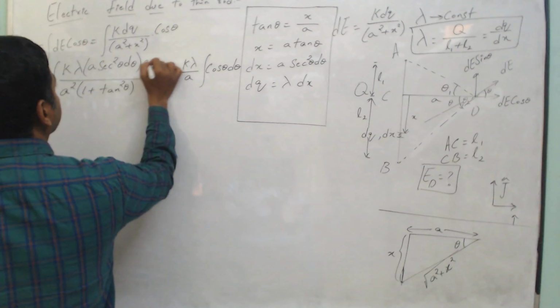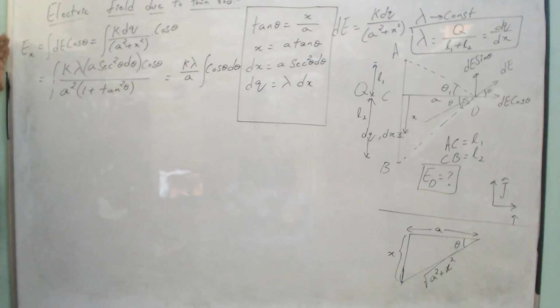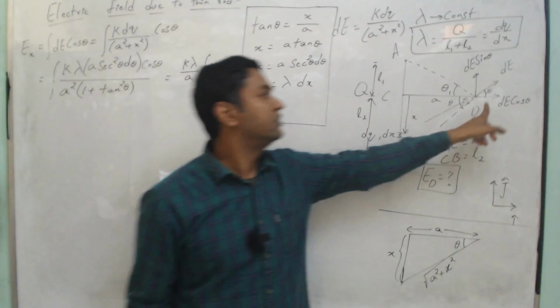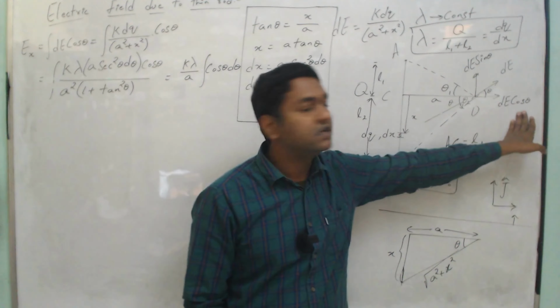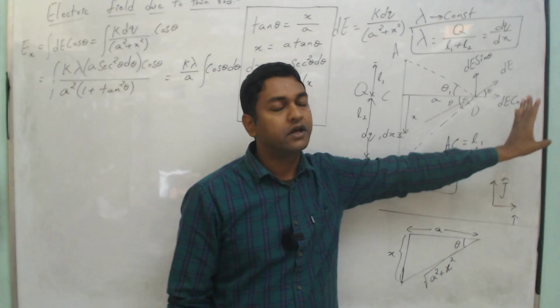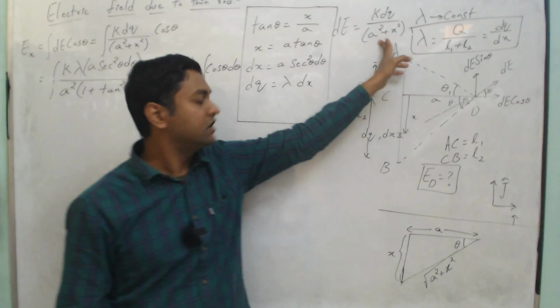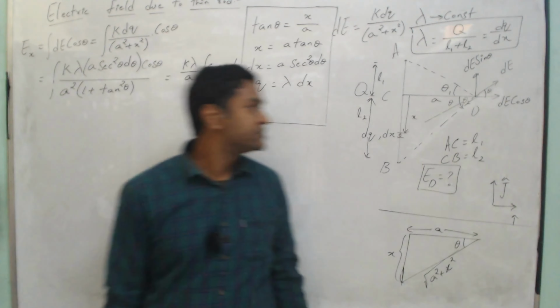So let me explain what I did from this step to this step. Ex, that is the electric field in the horizontal direction, is integral of dE cos theta. Instead of changing anything in cos theta, I let it like that only. dE I substituted as k dq by distance whole square. That becomes a square plus x square. From the charge to the point.